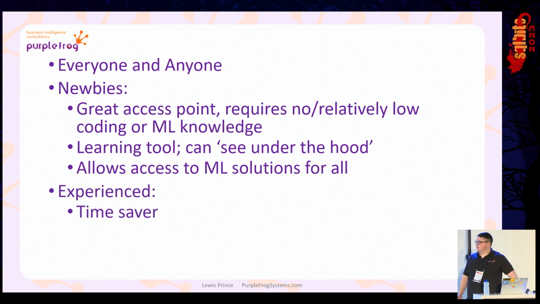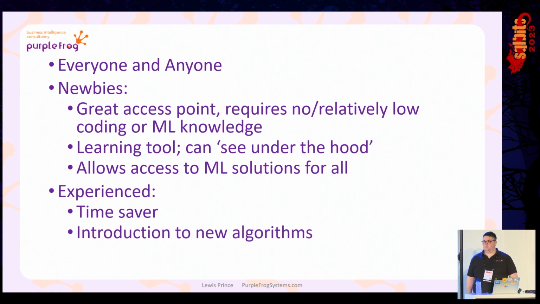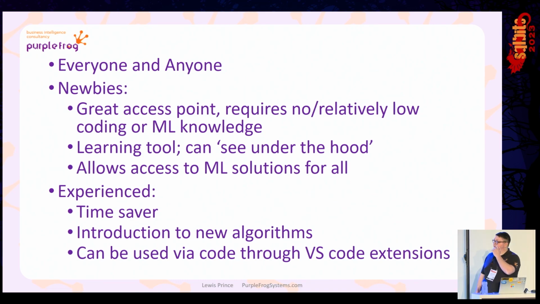For experienced users, as I said earlier, it's a time saver. It cuts out the most time-expensive part of your day-to-day work. It introduces new algorithms as well. There are a few algorithms I've never heard of before, or new up-and-coming stuff that Microsoft puts in, and it's interesting to see them popping up and how they perform against the more classical models you're used to. You can also run AutoML through VS Code extensions. Through your VS Code coding environment, you can plug into AutoML and do the runs in a Python environment, so you can save your scripts and do all the work automatically in a clean, repeatable version.